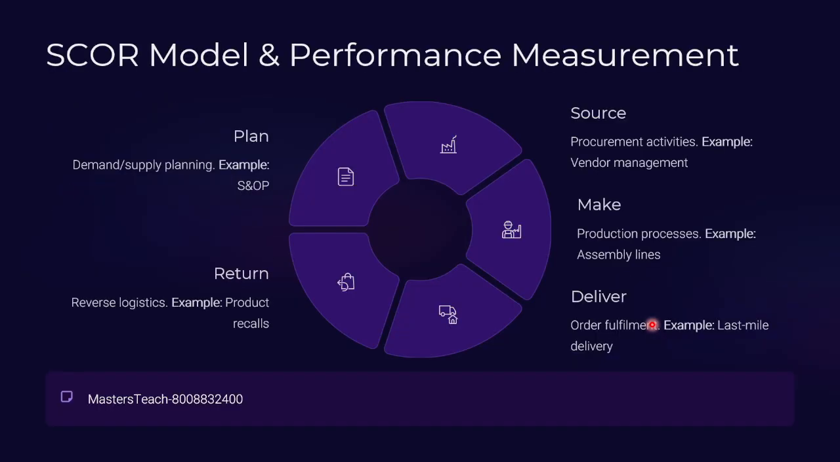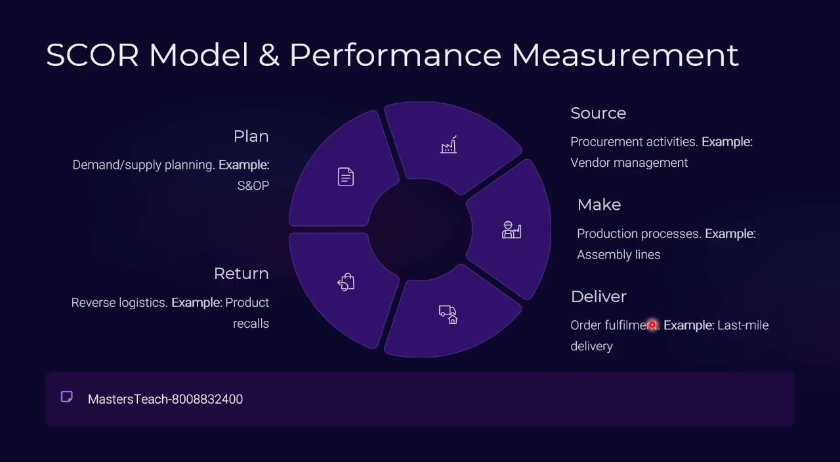Then it comes to the SCOR model. Okay, we can say this model is called the SCOR model, the supply chain operation reference model. It is a standard framework used to measure, analyze, and improve the supply chain performance. There are five core processes of the SCOR model.